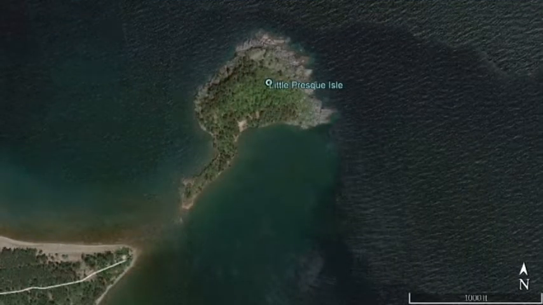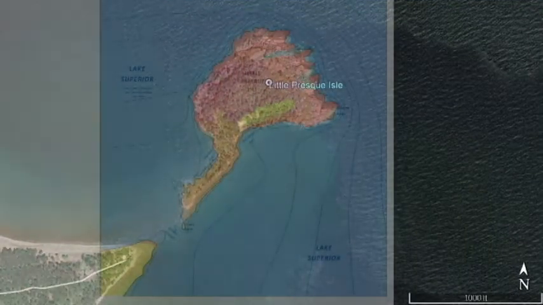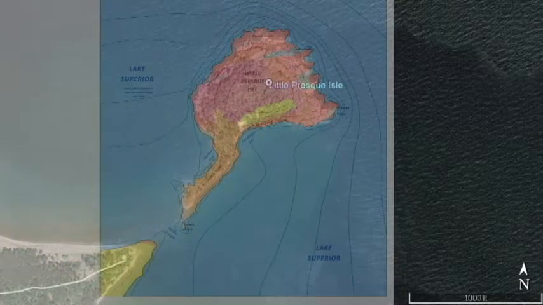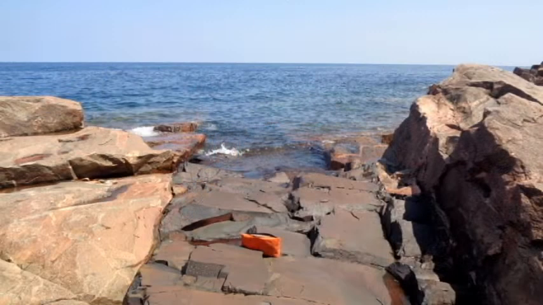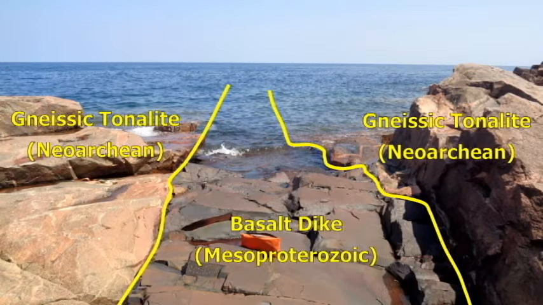And this is on Little Presque Isle in the UP in Marquette County, that island that we walked to. I've done videos on this before as well. And it's a basalt, Mesoproterozoic. And on either side, we have gneissic tonalite, which has been dated to Neo-Archean. They have attempted to directly date the basalt dikes, but they have not yielded usable zircons. But all the other dikes in the area, some outside of the island, are all Mesoproterozoic. So those are assumed to be Mesoproterozoic.